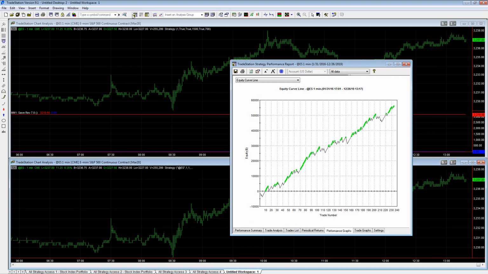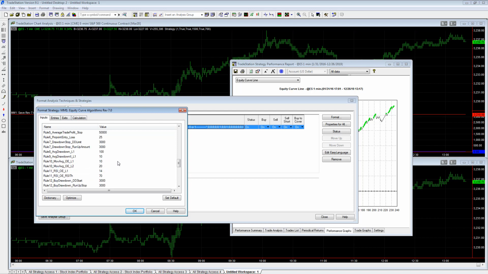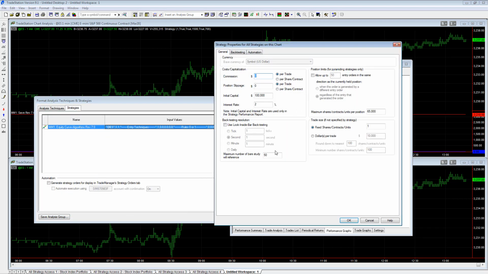One thing that you also have to consider is, if you format this strategy and you set rule 9 on, set to 1, and you were to set the look back period, by default we have it set to 10, but if we set it to greater than 50, you have to change the max bars back. So let's look at that. Properties for all, and this max number of bars study will reference this default 50, and you need to change that to your greatest L1 value.